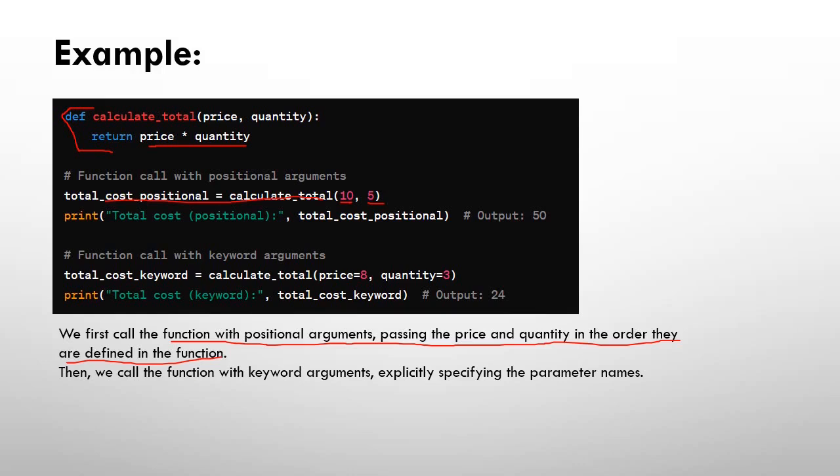We then call the function with keyword arguments, explicitly specifying the parameter name. Here, as we can see, price equal 8 and quantity equal 3 are used, specifying the parameter name. So, this is the main difference between positional arguments and keyword arguments.